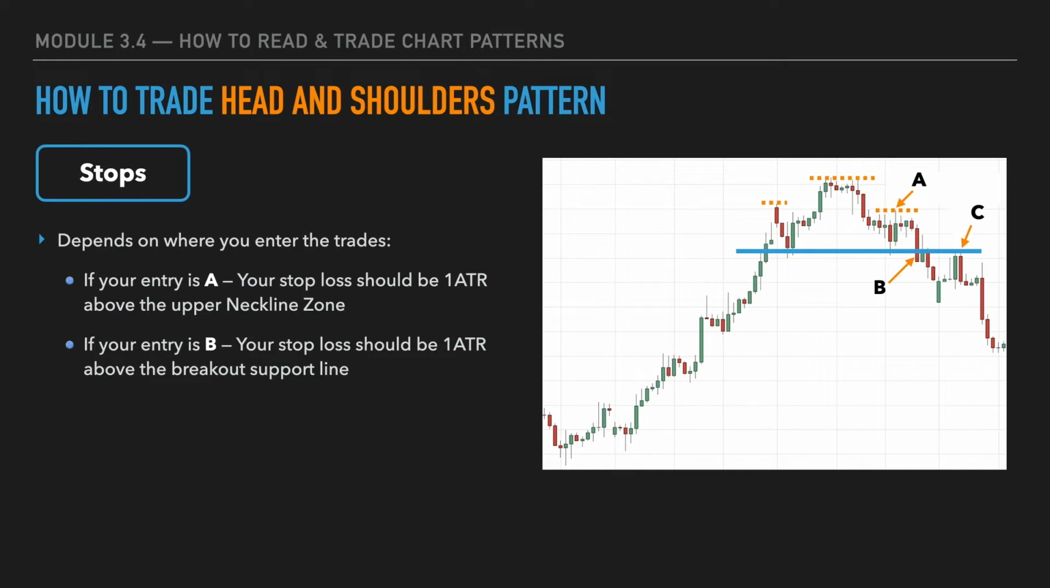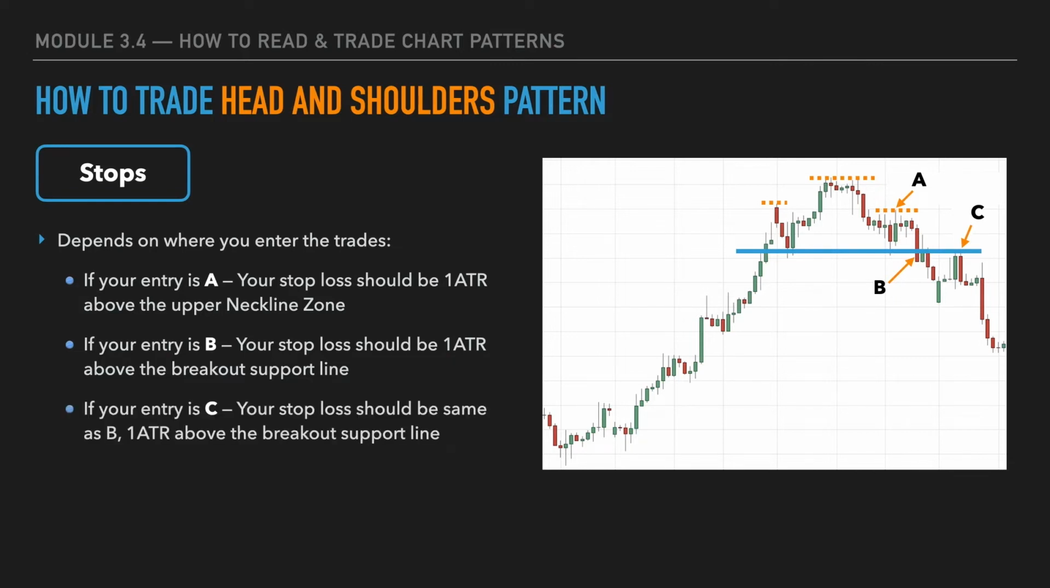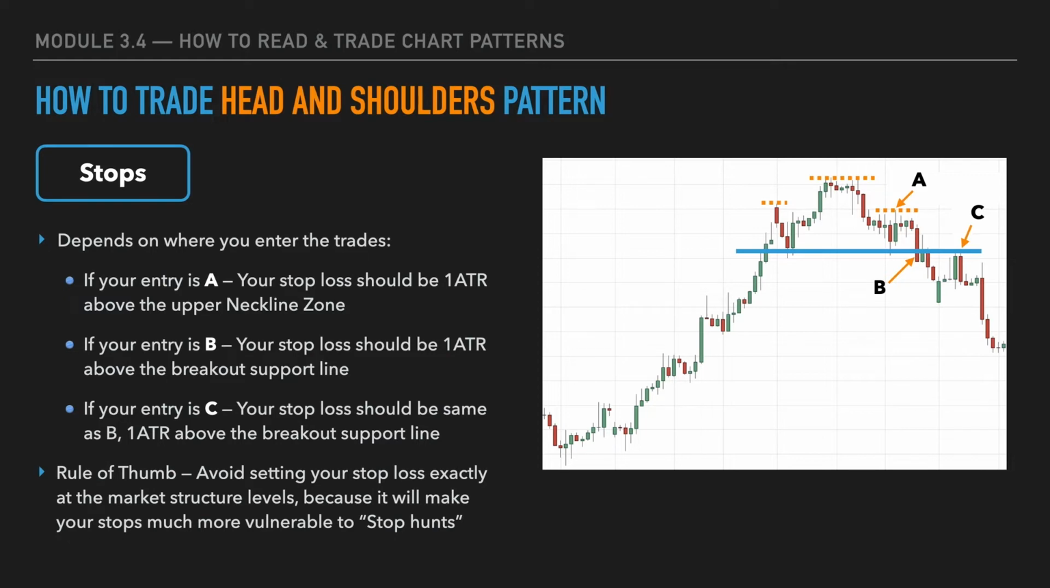If your entry point is B, then your stop loss should be at least 1 ATR above the breakout support line. If your entry point is C, then your stop loss should be the same as entry B, so 1 ATR above the breakout support line. One thing to remember is please do not set your stop loss exactly at a market structure level, for example the necklines, because it will make your stops much more vulnerable to stop hunts.